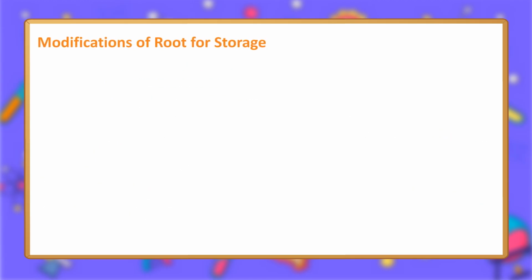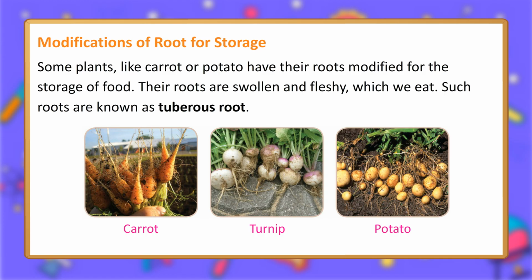Modifications of root for storage. Some plants, like carrot or potato, have their roots modified for the storage of food. Their roots are swollen and fleshy, which we eat. Such roots are known as tuberous root. Carrot, turnip, potato.